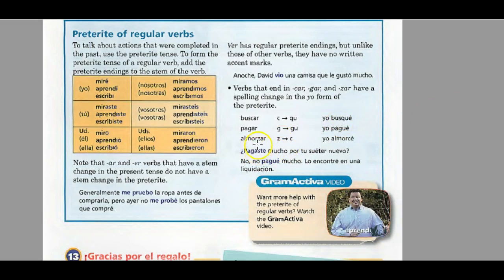Almorzar, in this case, you're not really preserving anything. In Spanish, the Z is only used when it has to be there, when it's supposed to be a C, but you want to make it an S sound before an A or an O or a U. So in Spanish, you use a Z. So the Z can go back to the C in words like almorcé, because the E sound makes it an S sound anyway, so you do not need the Z anymore. And that's why it's there.